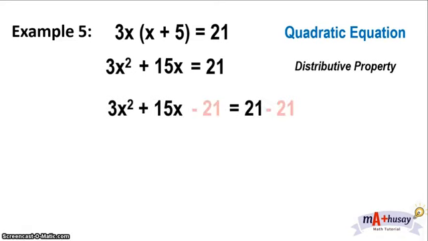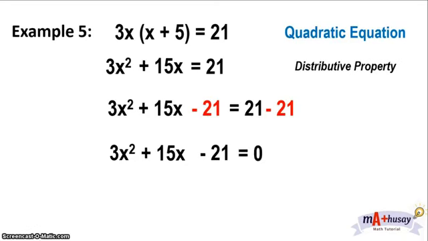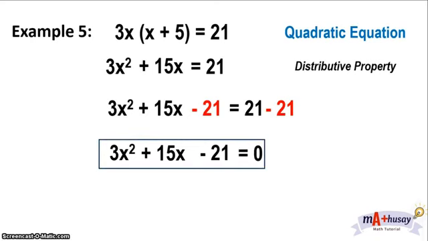Now, we have to add negative 21 to both sides of the equation. So, when you add negative 21 to both sides of the equation, we'll have 3x squared plus 15x minus 21 equals 0. This time, it is now written in standard form. Now, our a is equal to 3, b is equal to 15, and c is equal to negative 21.